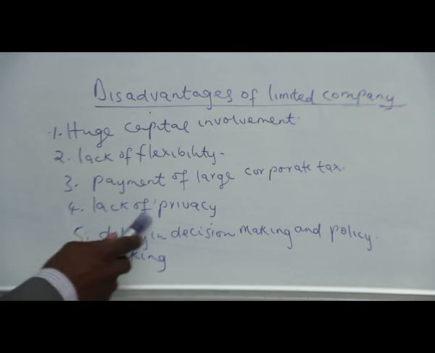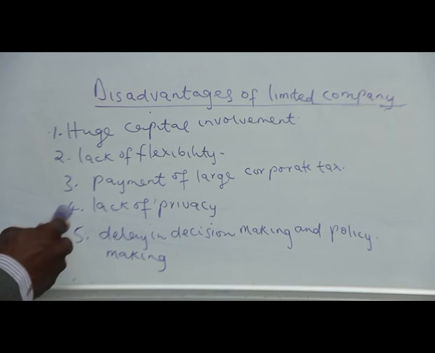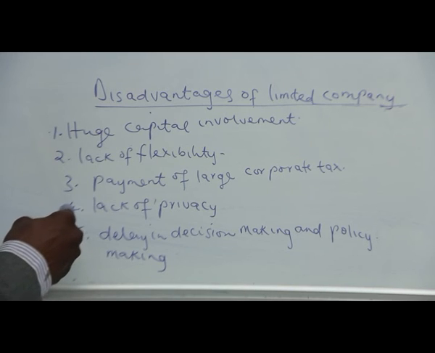Number 4, lack of privacy. Limited liability company, particularly the public one, is mandated to publish its annual report every 6 months, particularly the first 6 months of the year and the remaining 6 months of the year. So here, there is no secrecy. Everything must be disclosed to the general public.